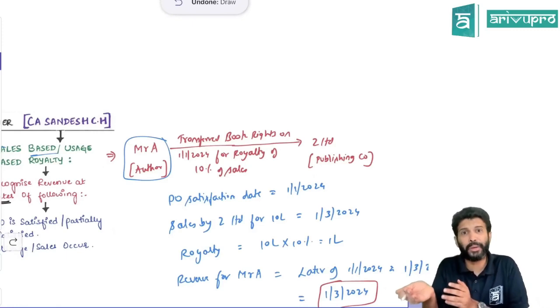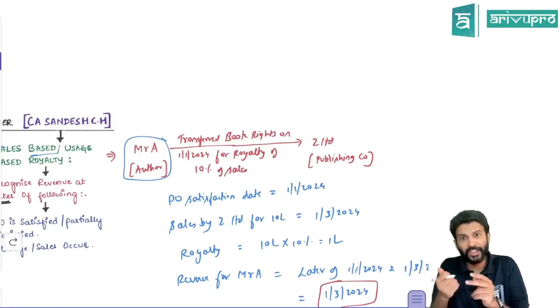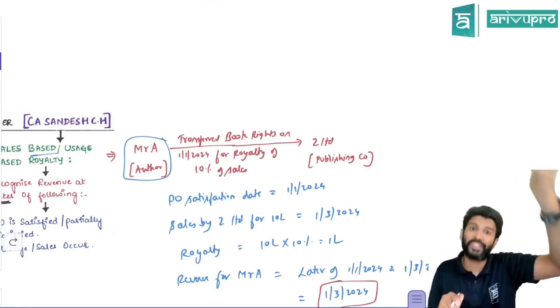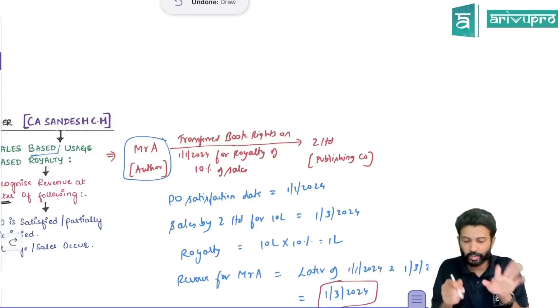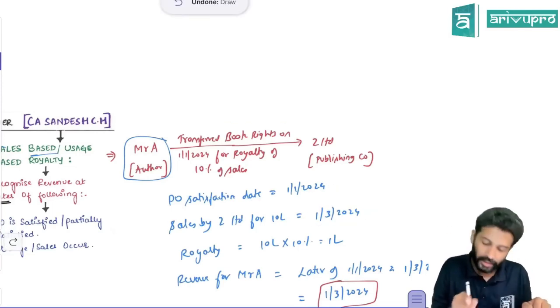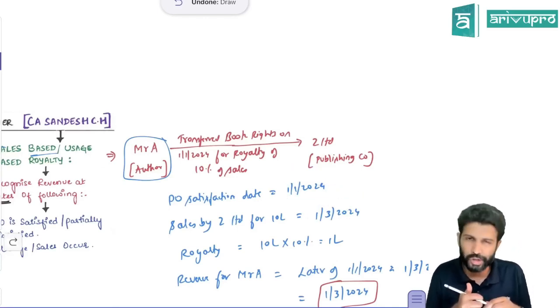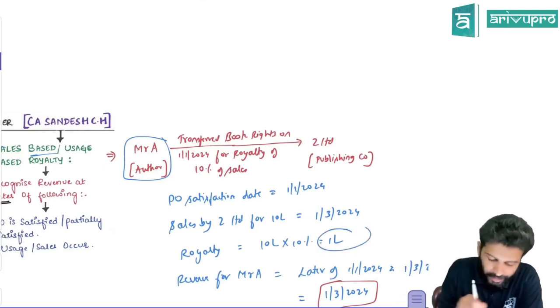So on 1st January, only rights have been transferred. Has Z already published the book? No. He has only got the book publishing rights. Later on, he will publish the book, market the books, and sell them. Let's say sales were made by Z Limited to the extent of 10 lakh rupees on 1st March 2024. Z got the rights on 1st January, but sales were made only on 1st March. The value of sales is 10 lakh. How much royalty will A get? 10% of 10 lakh, which is 1 lakh.